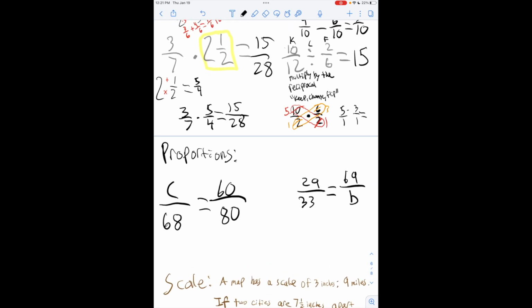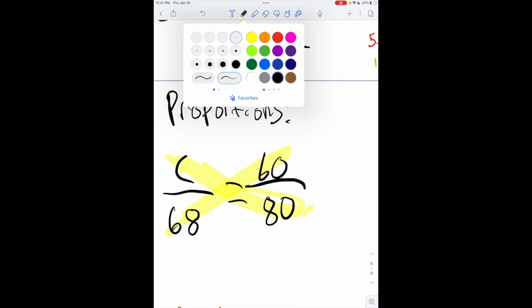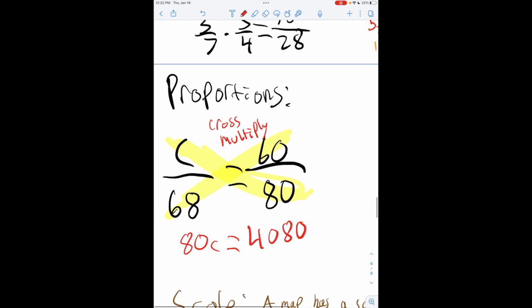Proportions. The key to proportions is cross multiplying. So I got to take whatever I have and I got to cross multiply. That's how we're going to solve these. So 80 times C is 80C equals 60 times 68, 4,080. Again, I'm going to use a calculator to help me with these.